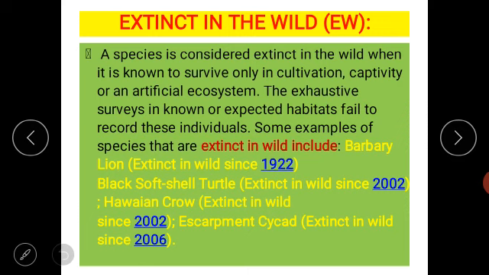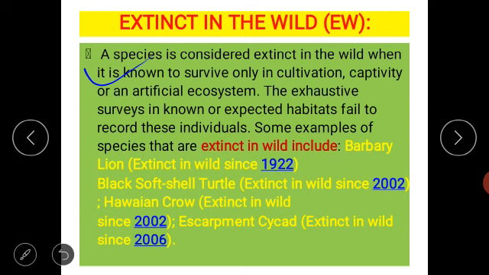Under protection they are present in very few number, but in natural habitat they are absent, which is called extinct in the wild. A species is considered extinct in the wild when it is known to survive only in cultivation, captivity, or an artificial ecosystem. So they are kept in artificial ecosystem and they are absent in natural habitat. Exhaustive surveys in known or expected habitats fail to record these individuals.